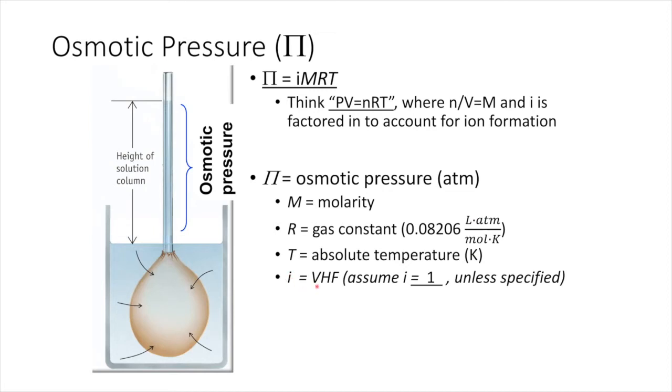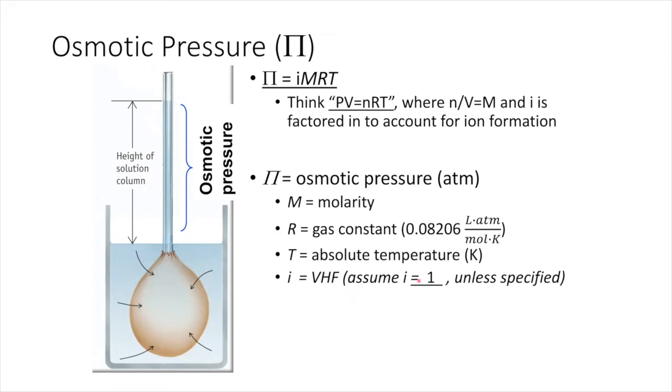The i is something called the van 't Hoff factor. VHF stands for van 't Hoff factor. The big thing you need to know is that it has a value of 1 unless something else is specified. I'm not going to go over it in depth, because I don't know whether you learned about this in Chem 1. It depends on your instructor and how far you got in the course. It's usually taught, if at all, at the tail end of Chem 1, so you may not have even gotten to it in your Chem 1 class.